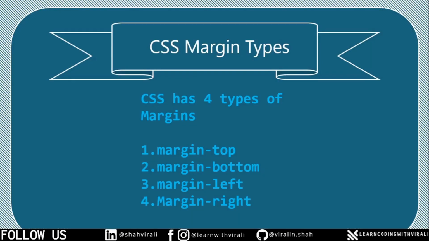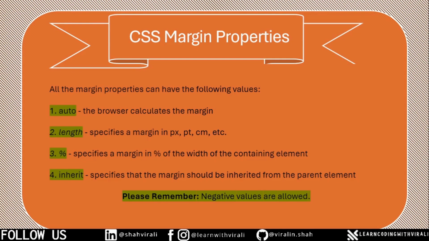Moving on to what the different margin types are. There are 4 different margin types in CSS. First one is margin top, second is margin bottom, third is margin left, and fourth is margin right. Let us understand the margin properties that we can use while specifying the values for all these 4 types of margins. So all margin properties can have the following values.